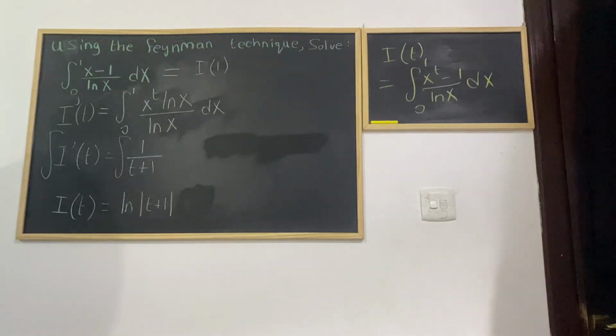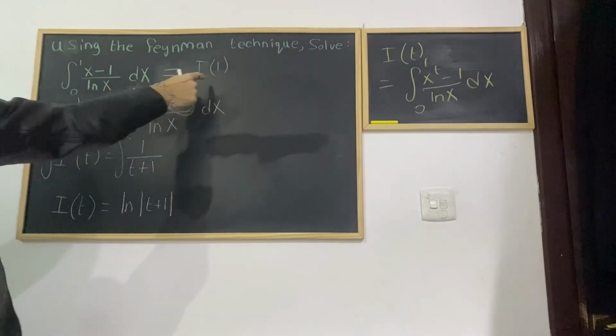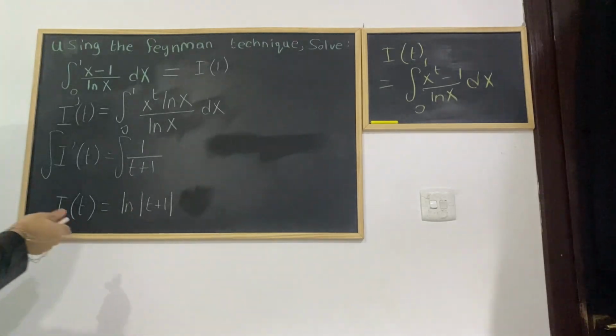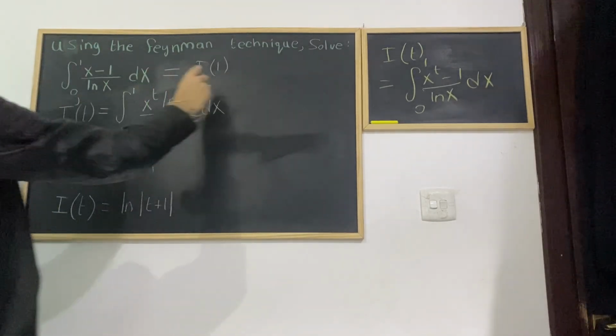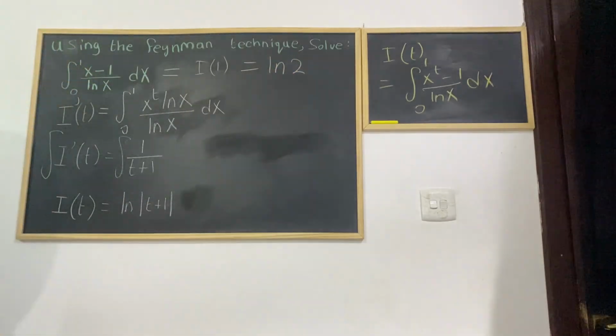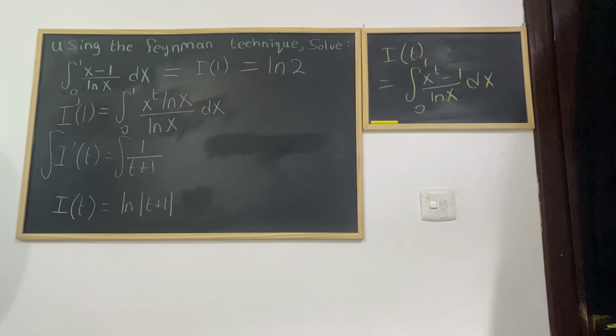Now remember, at the start of the problem, we said that our integral turns into our main question when we plug in I of 1. So when we plug in I of 1 here, all we're going to get is ln 2. So this entire integral is just equal to ln 2. And just like that, that integral is done very simply and beautifully and elegantly using the Feynman technique of integration.